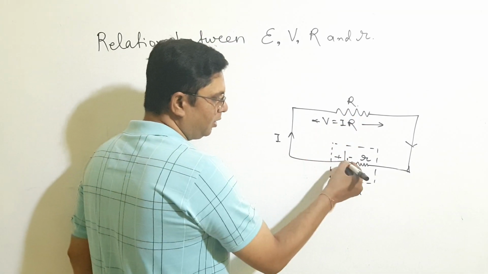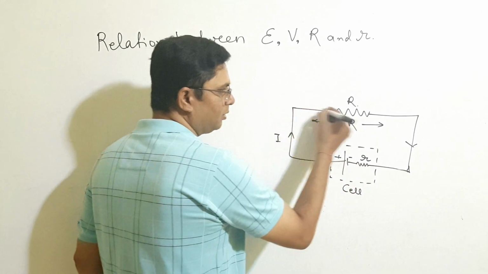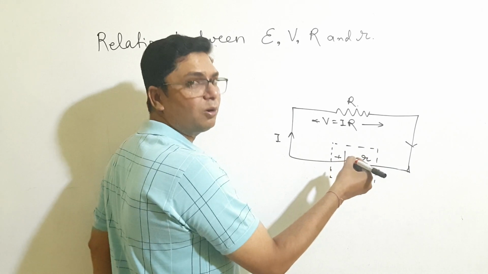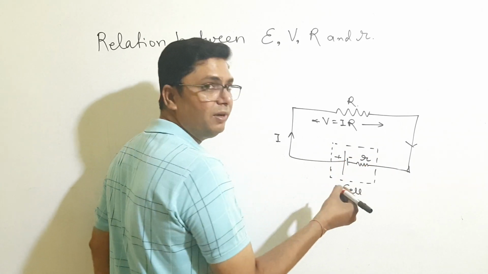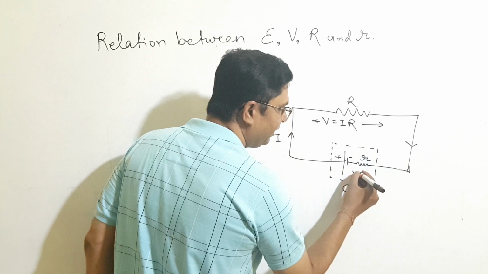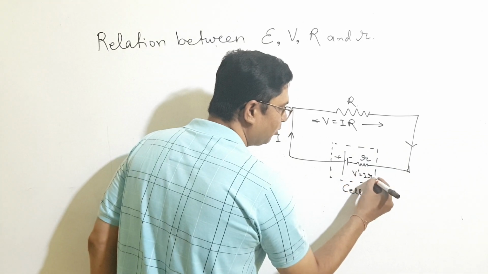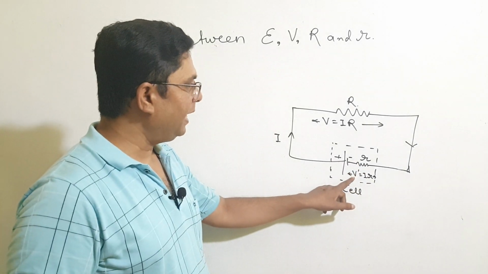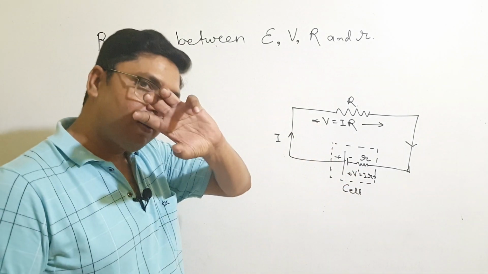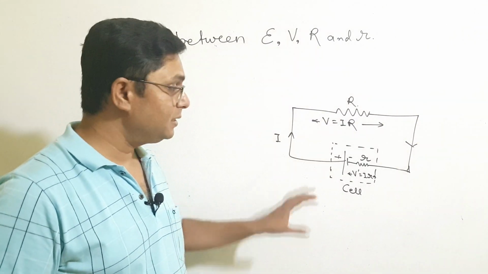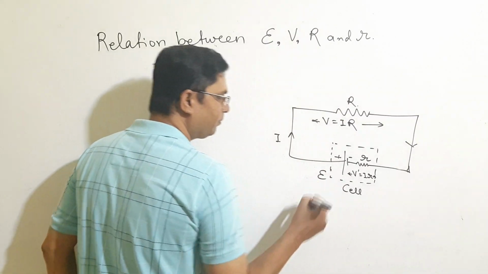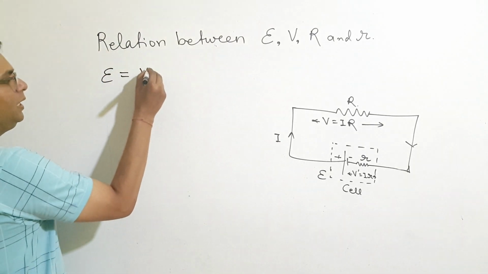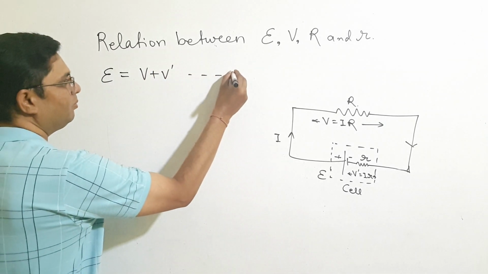The current comes from this positive terminal, completes the circuit and enters inside the electrolyte. So here also we have resistance. Here we write V dash equals I into small r. Now this V dash and this V are given by the cell of EMF E. So we have EMF E equals V plus V dash. Let this be equation number 1.